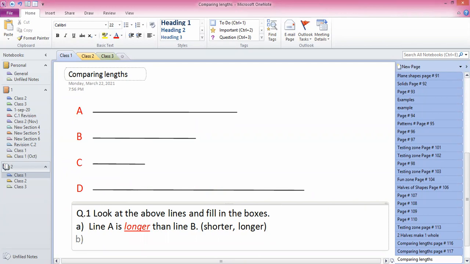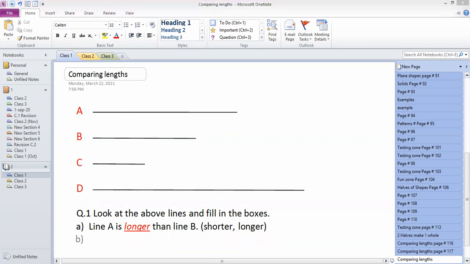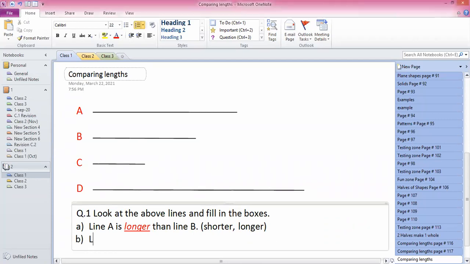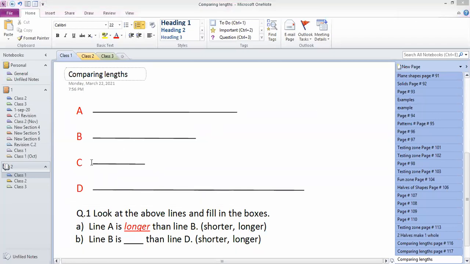Now I'm going to write B. Line B is dash than line D. Shorter, longer. Line B is dash than line D. Now guys, you have to compare line B with line D and tell me the answer. Line B is dash than line D.